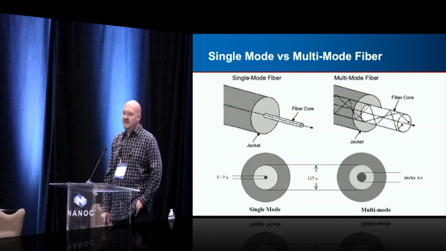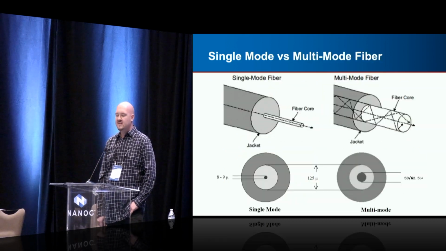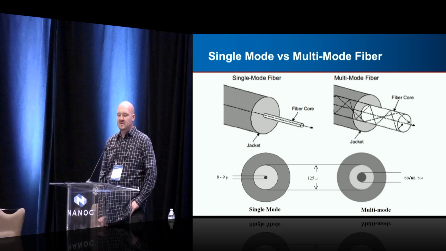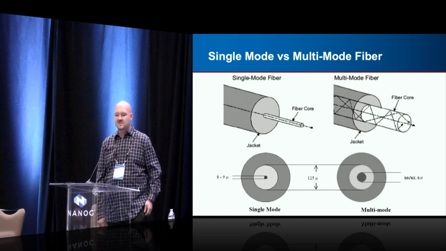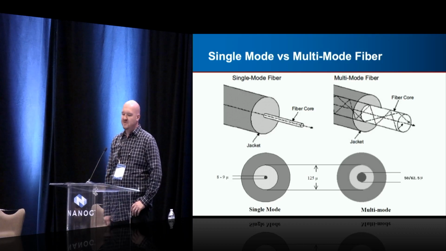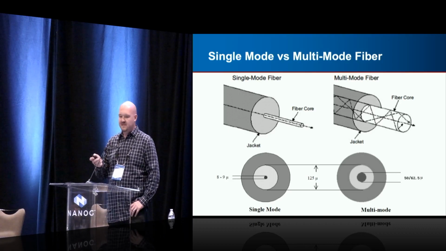So here's a diagram showing you the difference. You can see conceptually the size of the fiber and how the wider multimode fiber has more room for the light to actually reflect around and create modal dispersion inside there. But that's the comparison.